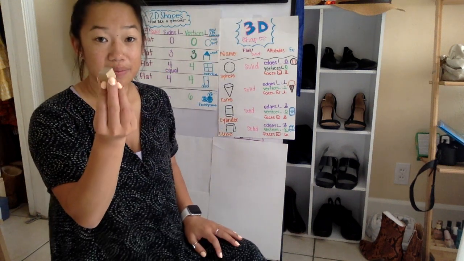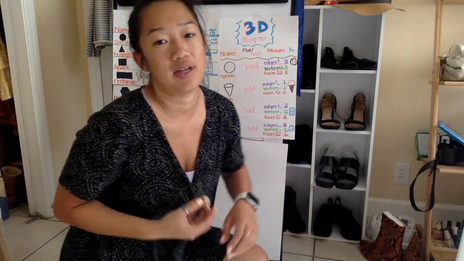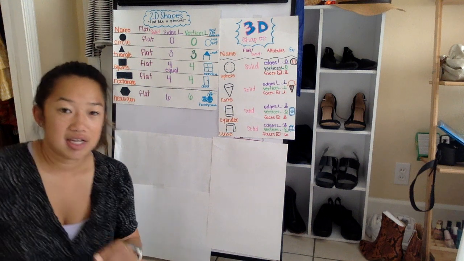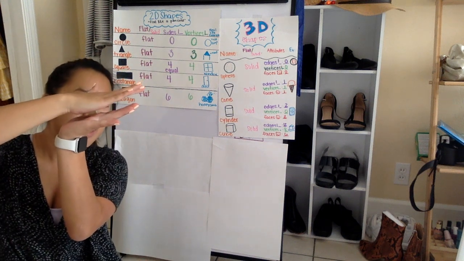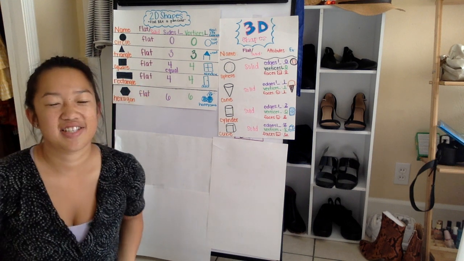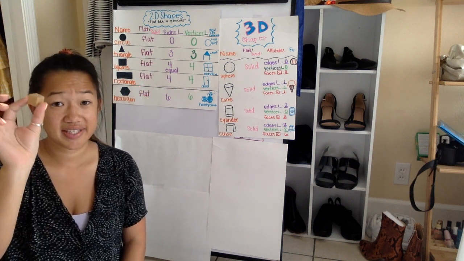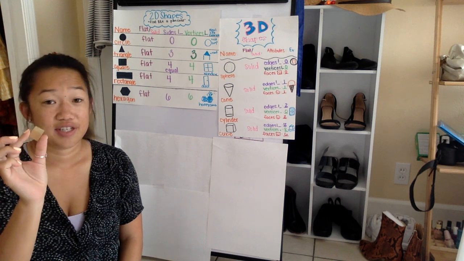It's a cube. Can you say that? Cube. All right. So is a cube flat or solid? Let's see. It is solid. My hands can't touch. I can't squish it all the way flat. So this is a cube. It's solid.